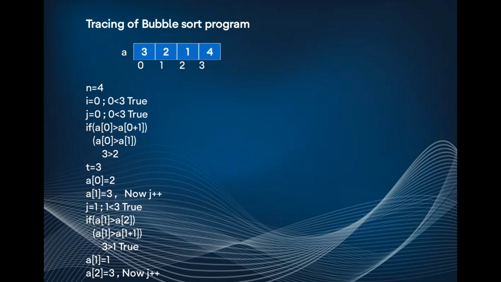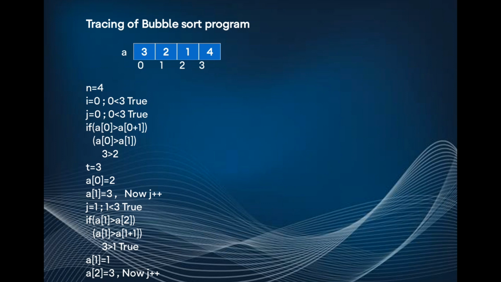After swapping, in the position of a of 0, 2 will be placed, and in the position of a of 1, 3 will be placed. Now we are incrementing the j value. After incrementing, j will become 1. So we are again checking for the condition: 1 is less than 3, it is true.